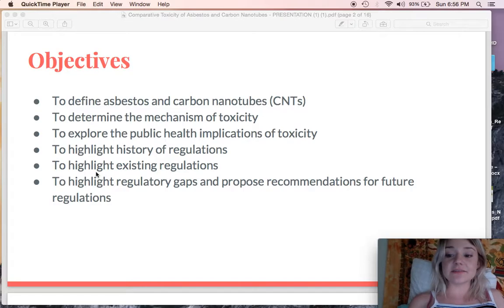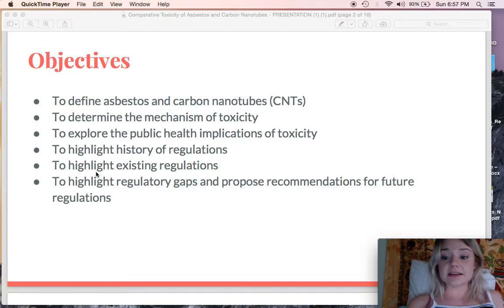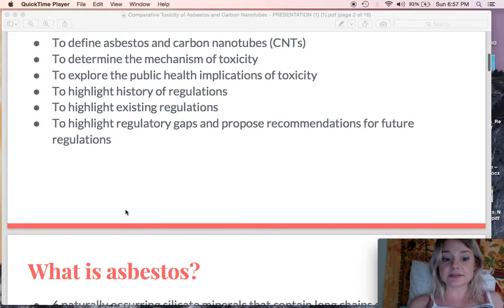Some of the objectives for our presentation today include defining asbestos and carbon nanotubes, or CNTs, determining the mechanism of toxicity and how these chemicals interact with humans in the environment, to explore the public health implications of toxicity, to highlight the history of regulations of these two substances, to highlight the existing regulations in effect right now, and lastly, to highlight regulatory gaps and propose recommendations for future regulations.